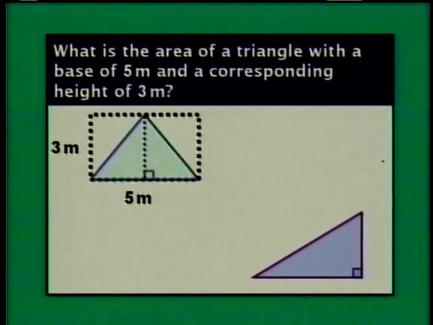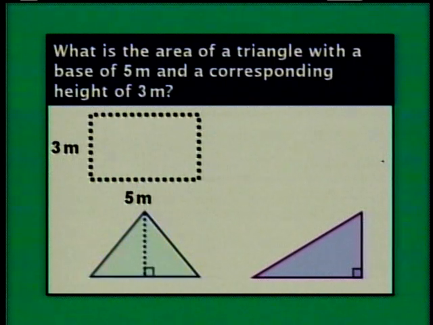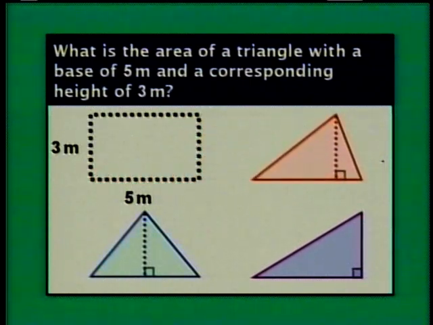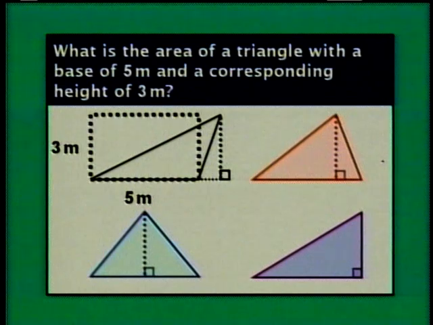Then I'm going to use an isosceles triangle. Again, this triangle has an area half of the area of the rectangle. Then I'm going to use another triangle, and this triangle has an area that's half the area of the rectangle. It turns out that our triangle can actually extend outside the rectangle, like this.